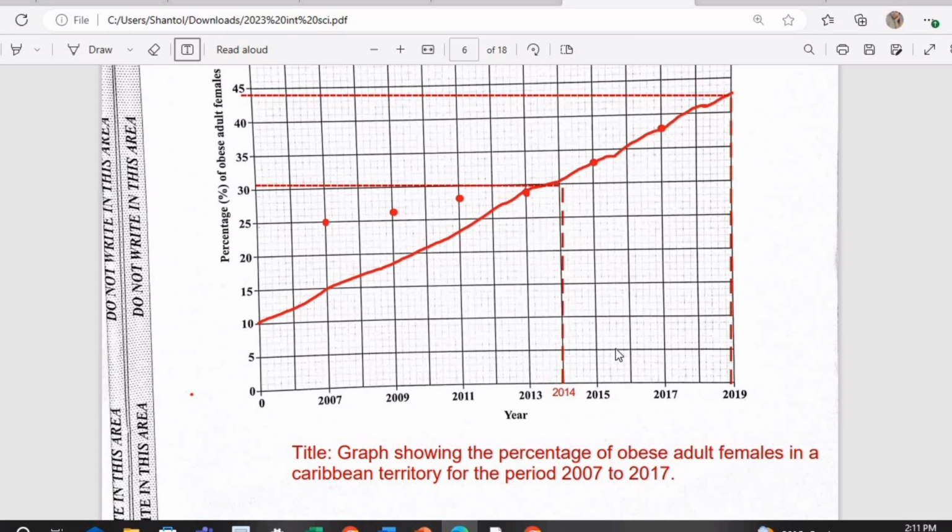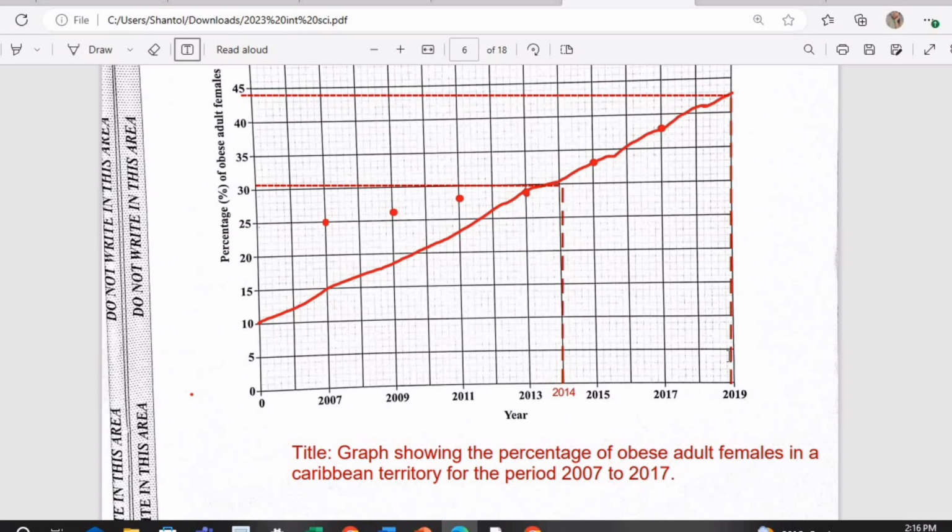So they asked about 2014 right here. So looking across, when we find the year, we go up, we see where it touches our line of best fit, and then we bring it across to see where it would intersect with the percentage. And right here I have it, mine isn't as straight, but I have mine being about 31%.